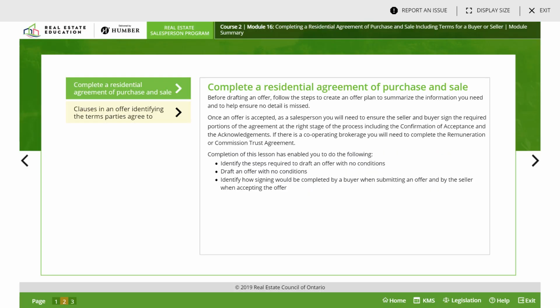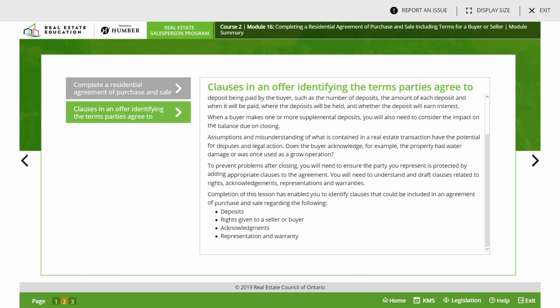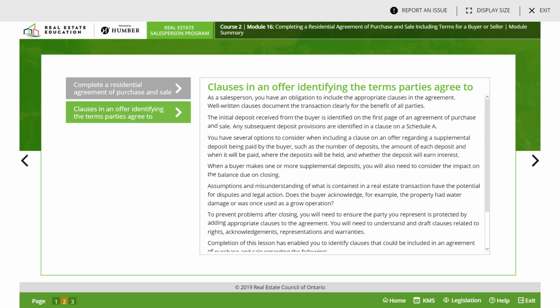We can go through it. So complete a residential agreement of purchase and sale. Before drafting an offer, follow the steps to create an offer plan to summarize the information you need and help ensure no detail is missing. Once an offer is accepted, as a salesperson, you will need to ensure the seller and buyer sign the required portion of the agreement as they're at the right stage of the process, including the confirmation of acceptance and the acknowledgments. Cool. Sounds good. Clause in an offer identifying the terms parties agreed to. Okay.